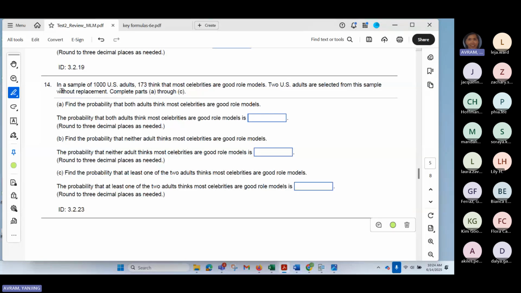So what is without replacement? That means one is out. The total is going to be this, so that is without replacement. If with replacement, the sample would still be 1,000 again. All right, so we're going to answer A through C here.